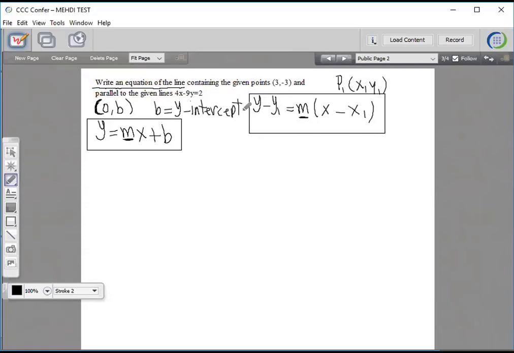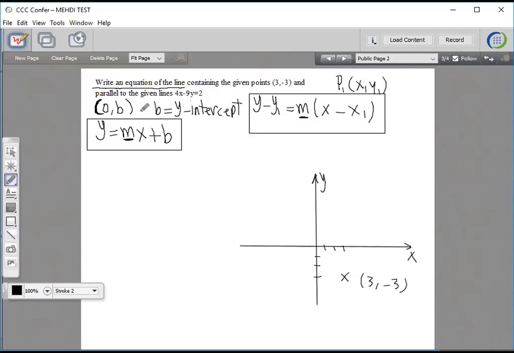In this case, I know a point is given to me as 3 and minus 3. You don't have to really graph this, but for the sake of understanding this problem a little bit better, I'm going to locate that point on the x and y axis. Again, you don't really have to graph anything in order to write the equation of the line. So if I locate this point, 3, and then 1, 2, 3, my line is going to pass through this point here, 3 and minus 3.